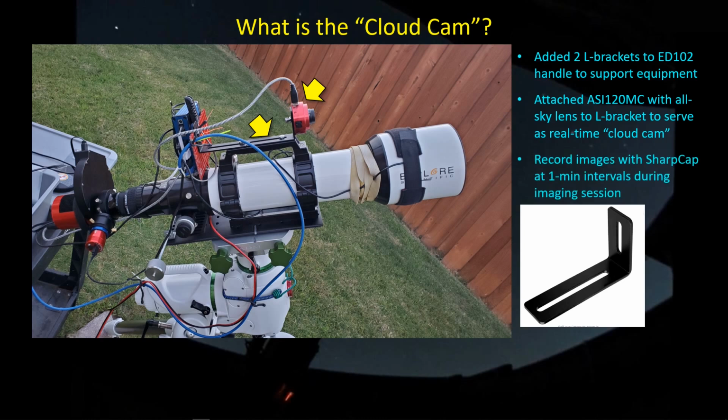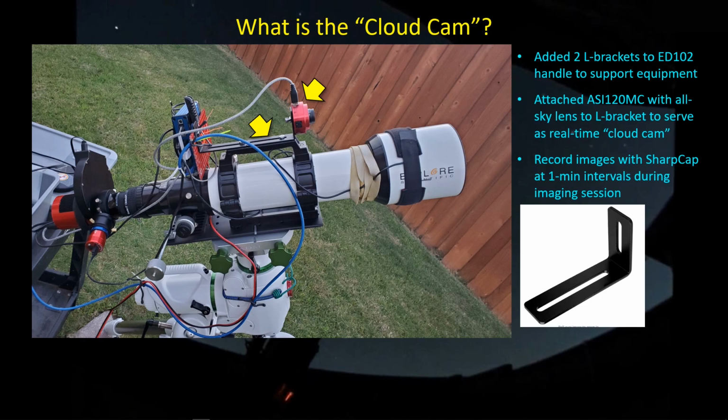Now, I've been using NINA to control the imaging session, so NINA has total control of the imaging camera, the guide camera through PHD2, and it's talking to the mount. So all of that's being controlled by NINA, but I also start up SharpCap and just run it independently, tapping into this camera here and recording images at 1-minute intervals just to keep a record of what's going on.